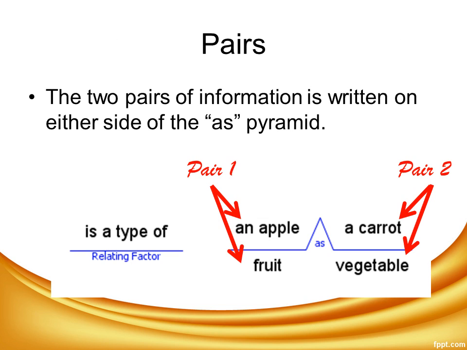The two pairs are written on either side of the "as" pyramid. Now, the two pairs are written in a format that it will be used in a sentence later. But for right now, I've given you the example of an apple is a type of fruit. Therefore, pair 1 is an apple and fruit, and pair 2 is a carrot is a type of vegetable. A carrot and vegetable are pair 2. They're written on either side of the "as" pyramid. That's that "as" triangle in the center.